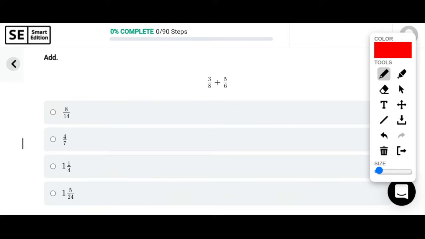Option number 1 is just to take your denominators, 8 and 6, and multiply them. So 8 times 6 is 48. And if you don't know that off the top of your head, that is okay. We can plug it into our calculator to get 48.